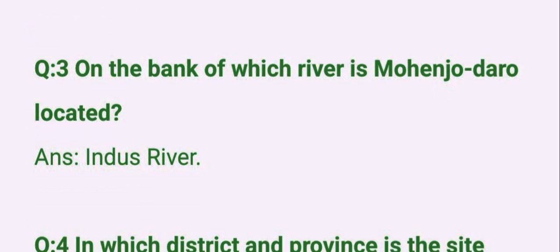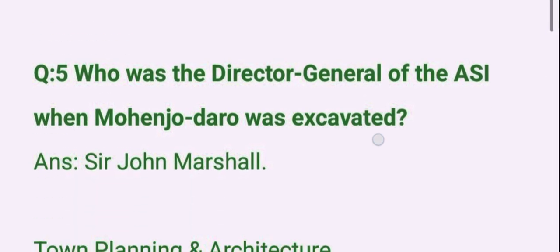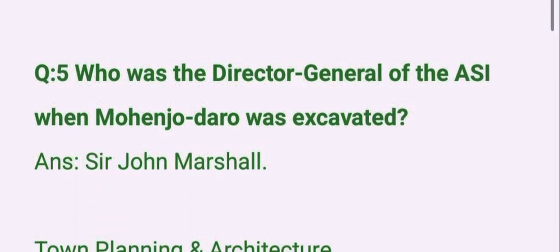On the bank of which river is Mohenjo-daro located? Indus River. In which district and province is the site geographically situated? Larkana district in Sindh province, Pakistan. Who was the Director General of ASI when Mohenjo-daro was excavated? Sir John Marshall.